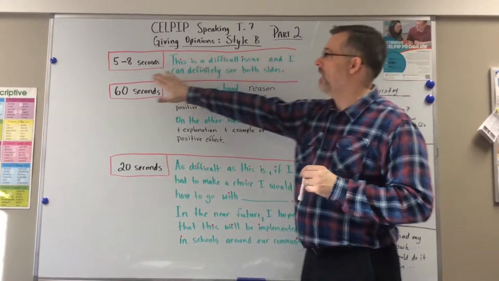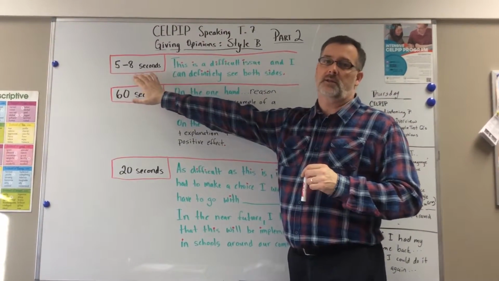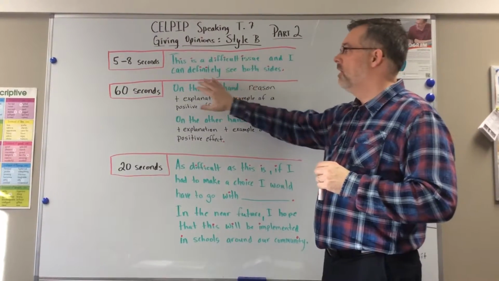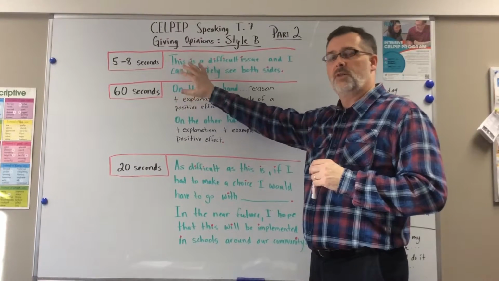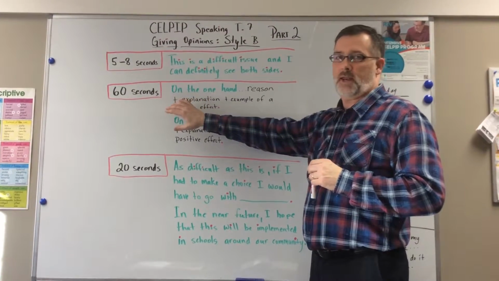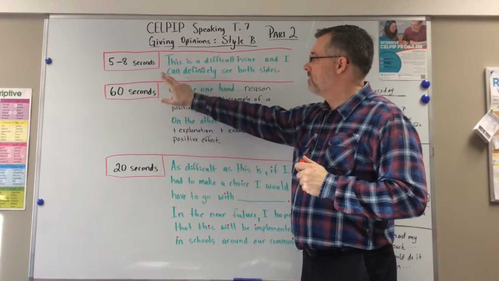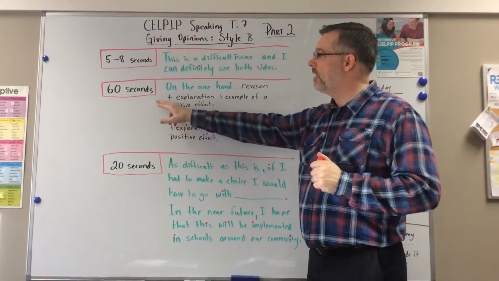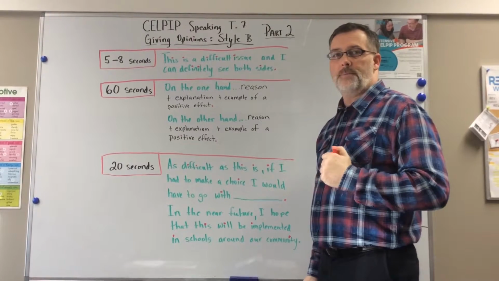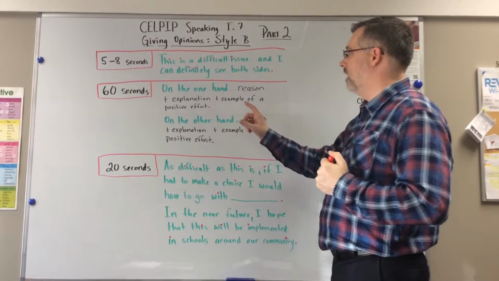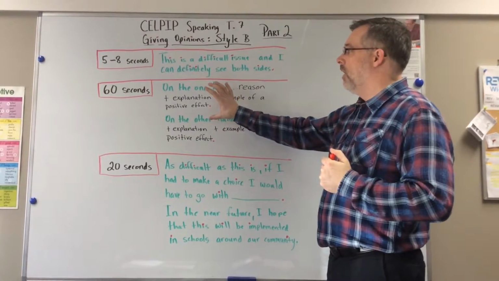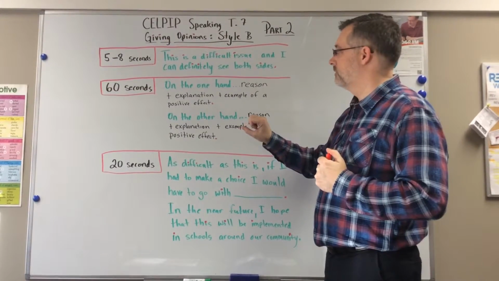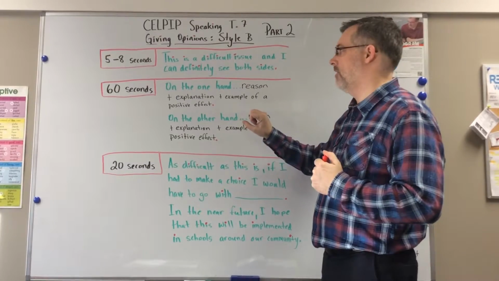And you only want to spend about 5 to 8 seconds. This is just one way to start. There will be some other ways that maybe we can look at in a later video. So spend about 5 to 8 seconds on the first part. And then you're going to spend about a minute to explain the two different possible answers, or the two possible opinions that you could have.